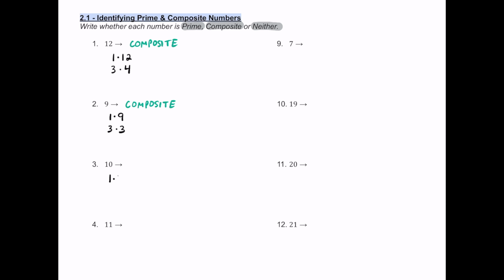For number 3, let's see. We know we have 1 times 10. That's a given, and then we have 2 times 5. So because we were able to identify another pair or another set of factors, this is a composite number.